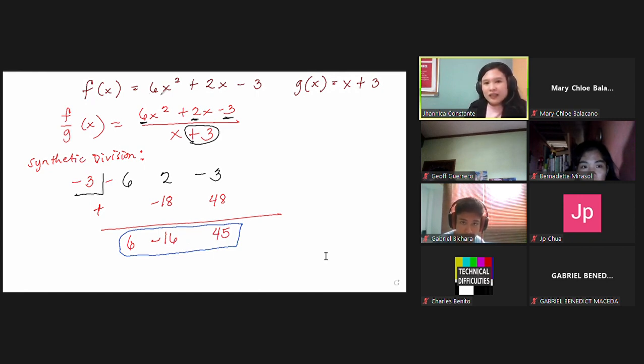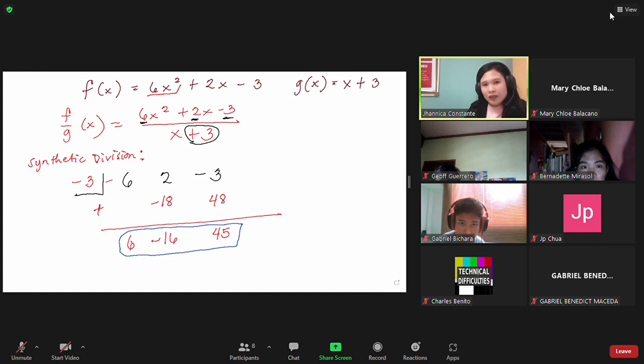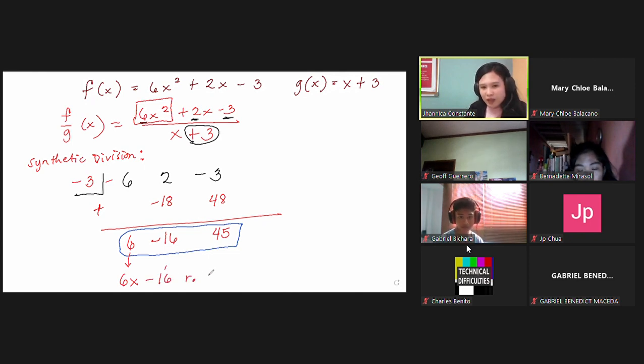Since the first term has an exponent of x squared, deduct one exponent from that first term, which is x raised to 1, or x. And you have your coefficient, which is 6. So you will be having 6x minus 16, and you have a remainder, which is 45. So that is the quotient once we divide the two functions f of x and g of x.